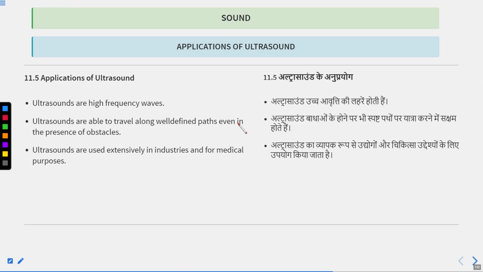So our next topic is application of ultrasound, and we will learn about this topic in the next class. In today's class, we have learned about echo, reverberation, then hearing range and hearing aid, and solved some questions related to it. I hope today's class is clear to all of you. Thank you so much.